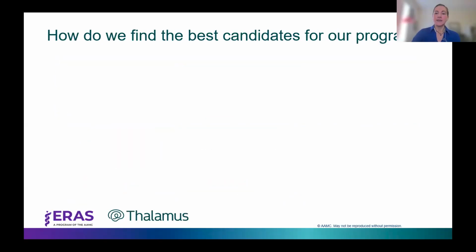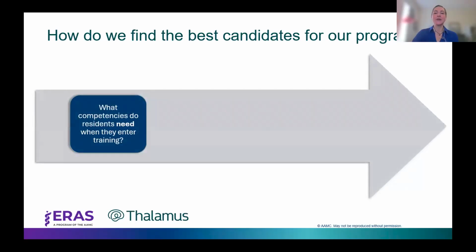These guidelines translate into 3 simple steps that allow you to make thoughtful, intentional decisions and design an effective and efficient selection process. First, and top priority, is identifying what competencies residents need when they enter training. This is critical to finding well-suited applicants in your applicant pool. It also plays a key role in Thalamus holistic review.